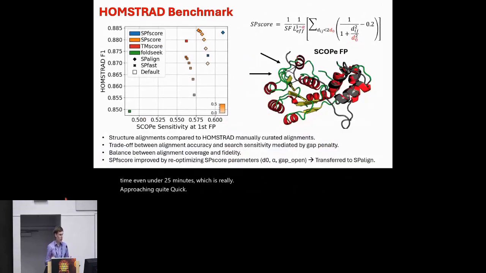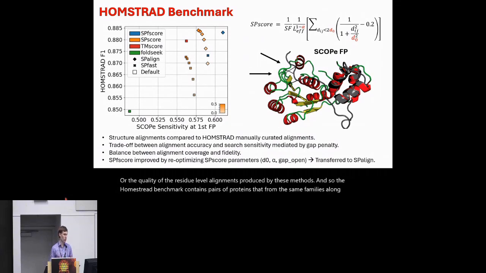Okay, so beyond search sensitivity, it's also worthwhile to evaluate the quality of the residue level alignments produced by these methods. The Homstrad benchmark contains pairs of proteins that are from the same families, along with manually curated residue level alignments. And we can evaluate methods based on how well they can reproduce these manually curated alignments.